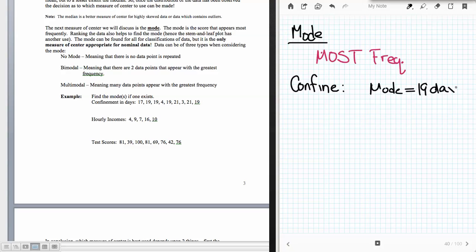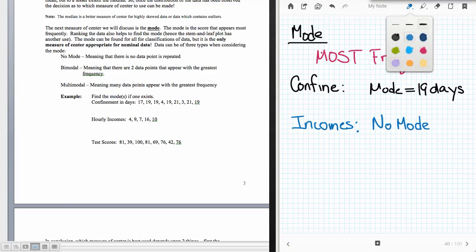Remember that anytime you report a measure of center, it's a really good idea to report that measure of center including the units. Now, the next one we are going to talk about is hourly incomes. As we look at the hourly incomes, we see 4, 9, 7, 16, and 10. They all occur one time. So this data has no mode because there's none that occur more frequently than any other.